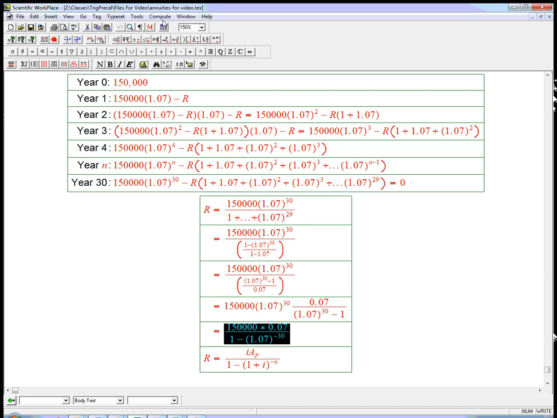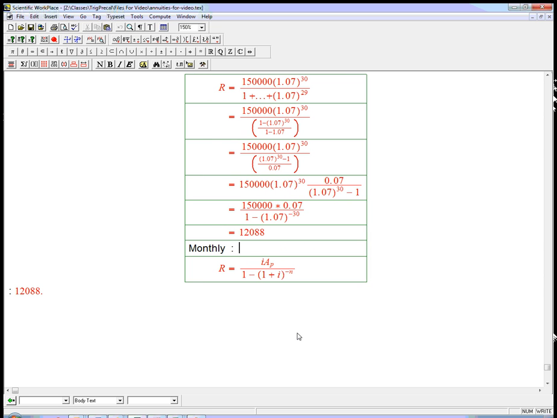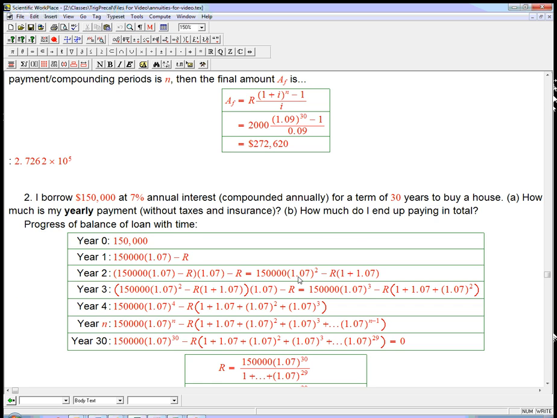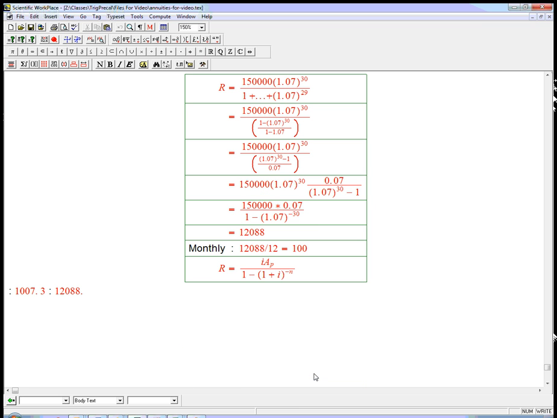So let's calculate that numerically. 12,088. Okay. Now, if you split that up into monthly, and again, this isn't going to be quite exact because they would probably compound it monthly as well. That's going to be 12,088 over 12, and that's going to be just a little over $1,000. $1,007.30. It's kind of getting a little awkward here. Sorry. There we go. Okay. Over $1,000 every month for 30 years.